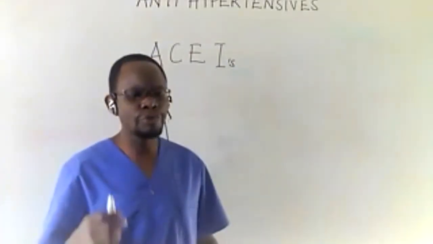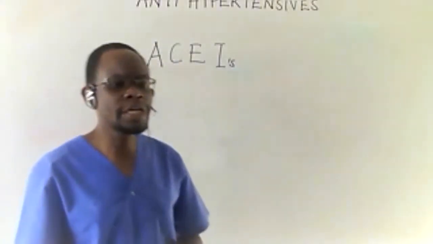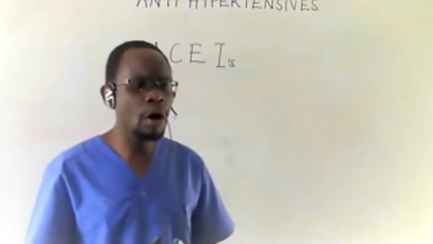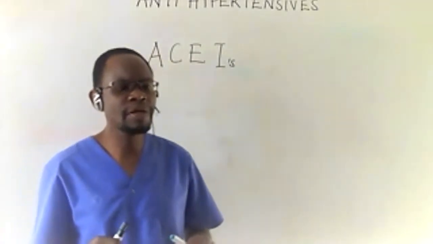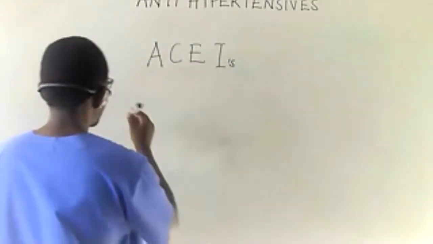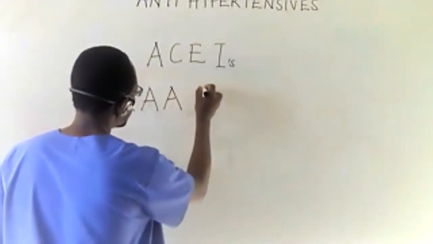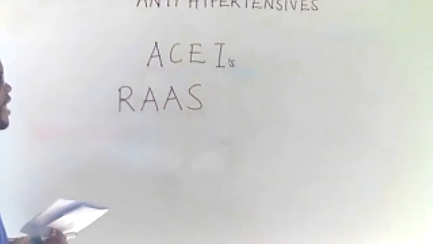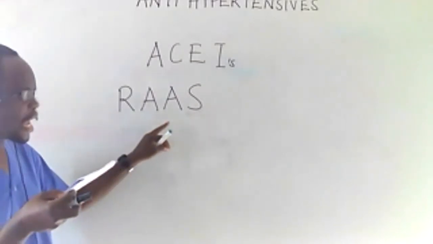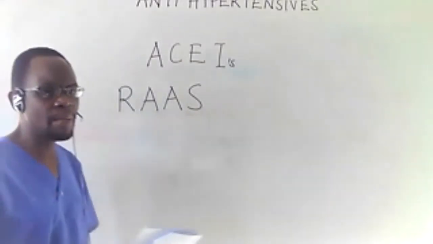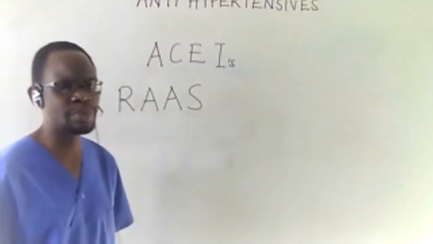So for you to really understand the role of these drugs, you need to understand the RAS, the renin angiotensin aldosterone system. I talked about this in the earlier presentation on hypertension, but we can still repeat it a little bit.